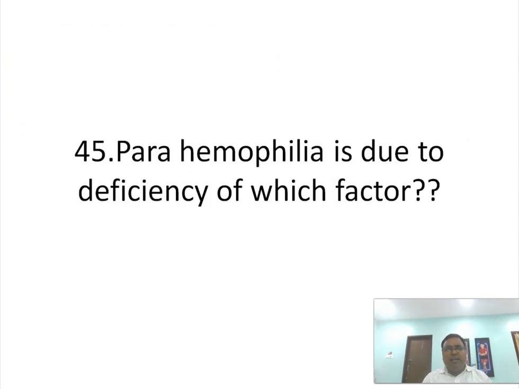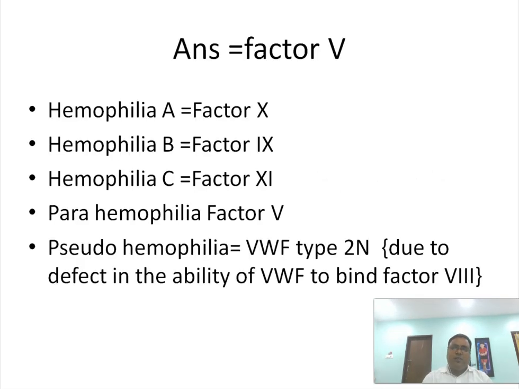Next, parahemophilia is due to deficiency of which factor? As you know, hemophilia A is due to factor 8 deficiency, it is sometimes mistakenly written as factor 10. Hemophilia A is factor 8, B is factor 9, and hemophilia C is factor 11. Para means pants, easy to remember. Parahemophilia is due to deficiency of factor 5.